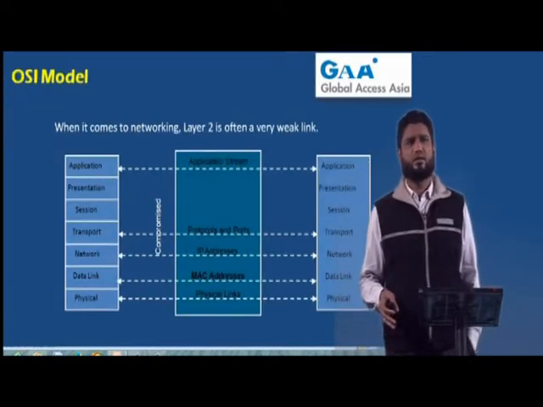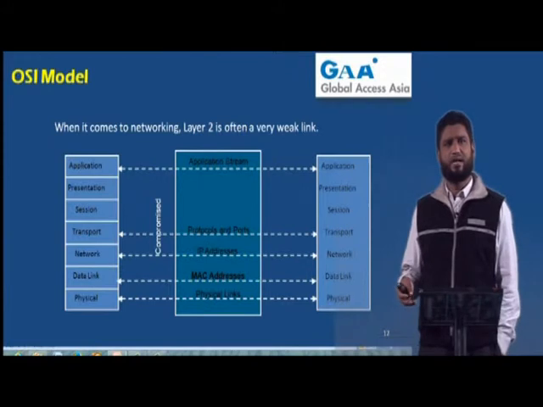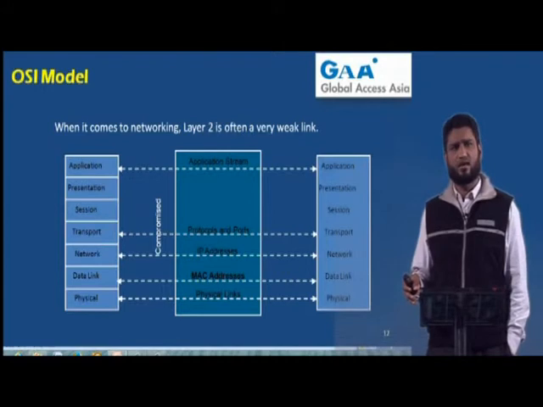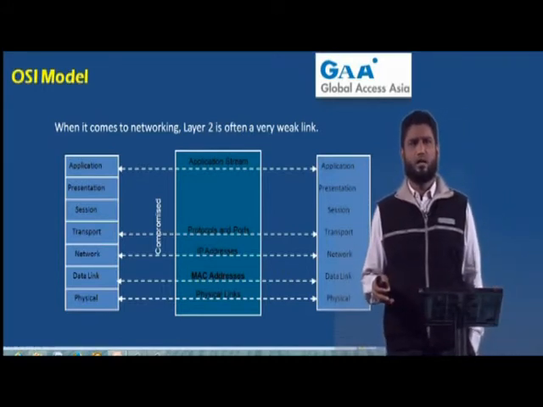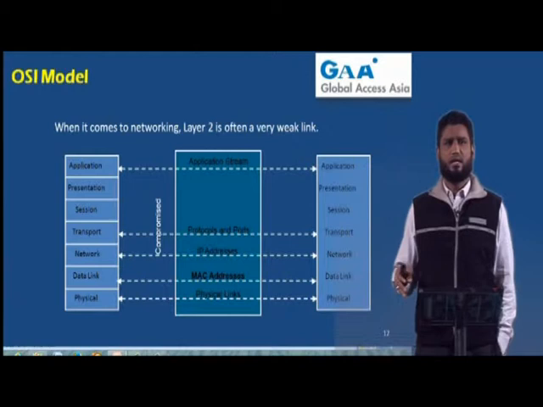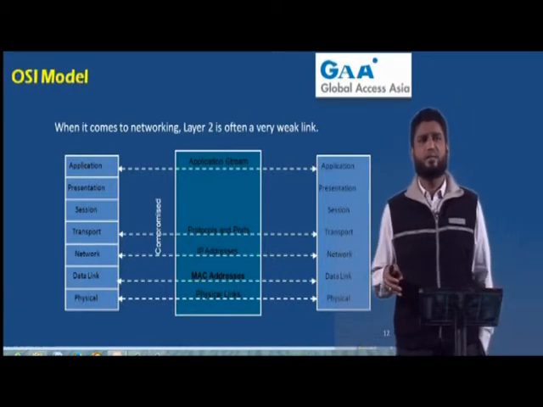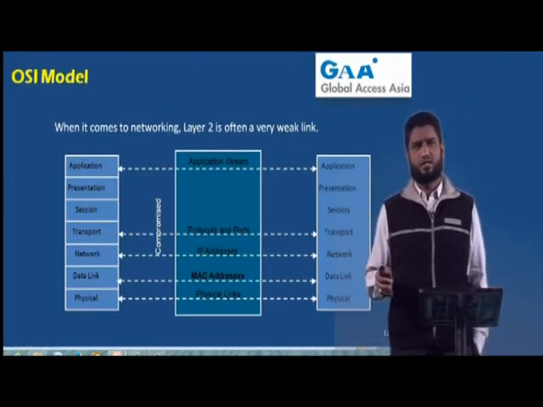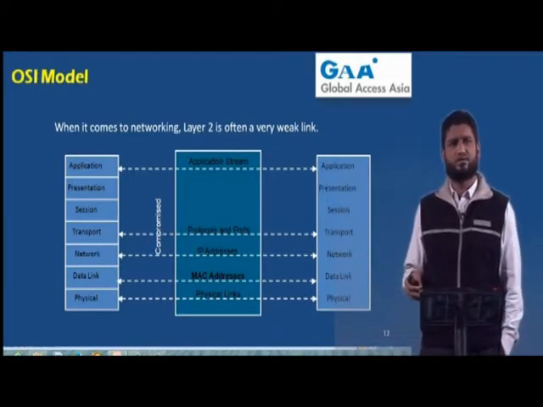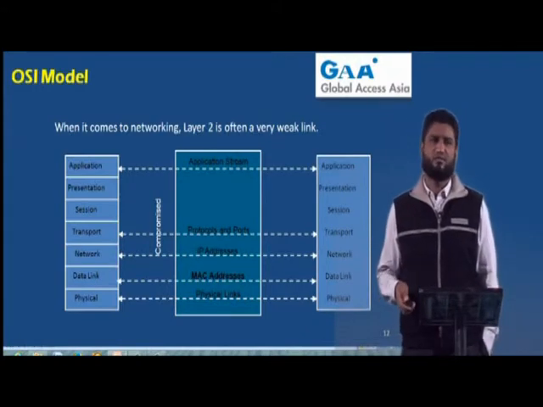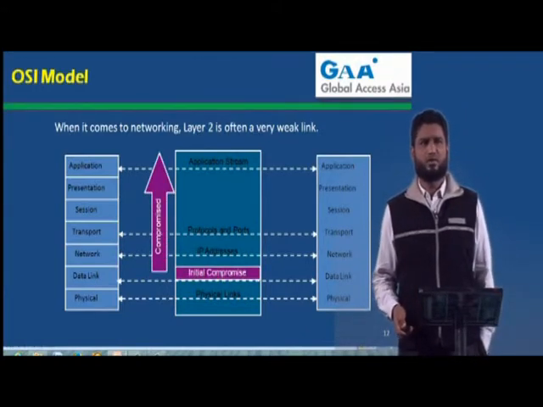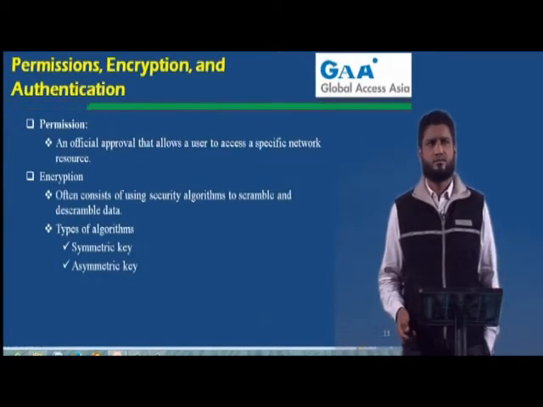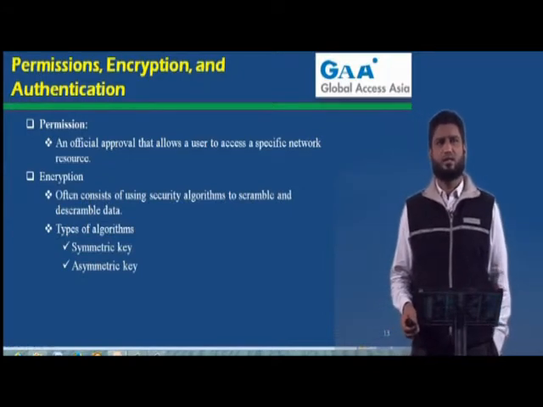And if you compare this to the network layers, there is often a very weak link. You can see the application layer, presentation layer, session, transport, network, data link, and physical layers, and there are some comparisons between the layers. That means the application stream can be communicated from application layer to application layer through protocols and ports, IP addresses, MAC addresses, and physical links, and also the initial compromise between the layers. Permissions, encryption, and authentication.